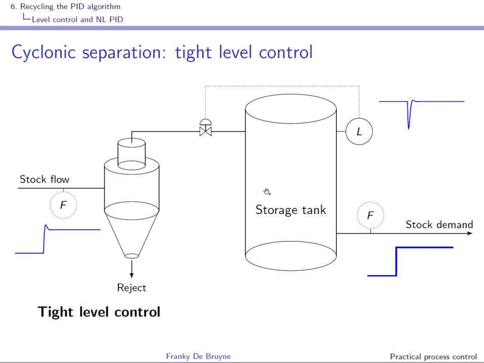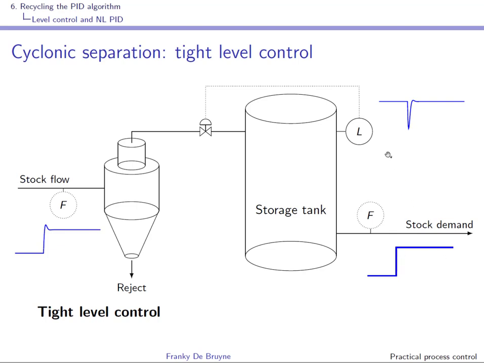Now imagine that after this cyclone you have a storage tank with a level controller, and you have an output flow of this storage tank, which is of course the stock demand of the machines. What will happen when those machines start is that you'll have a step-like stock demand.